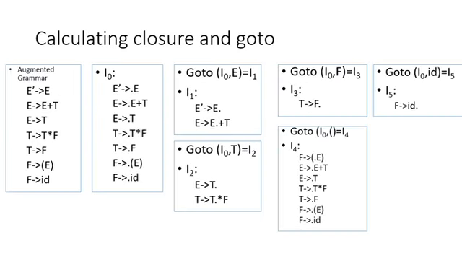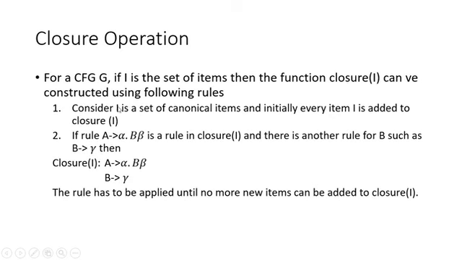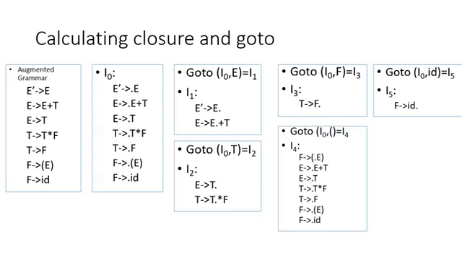So let's see from the augmented grammar. The augmented grammar is this. What does it say in the closure? The closure operation is on a set of items, and initially every item in I is added to the closure of I. Initially means the starting. Every item is added to the closure. So we add all of these. This is one closure. These are the items, and all of them have the dot put in the beginning. You can notice everyone has the dot in the beginning.